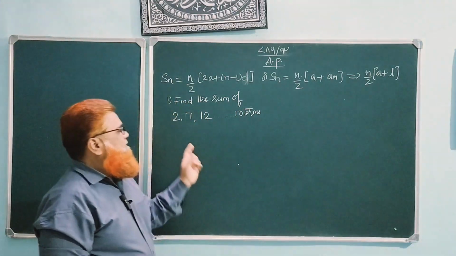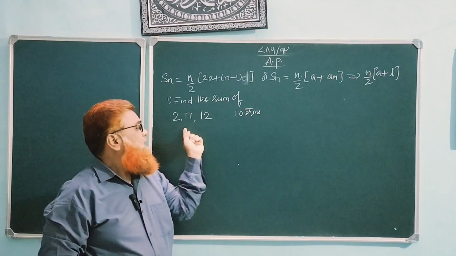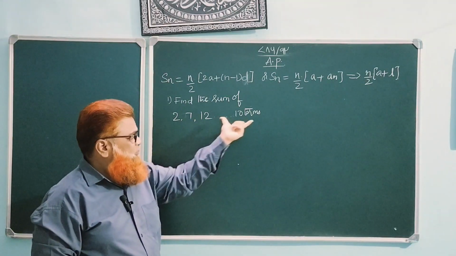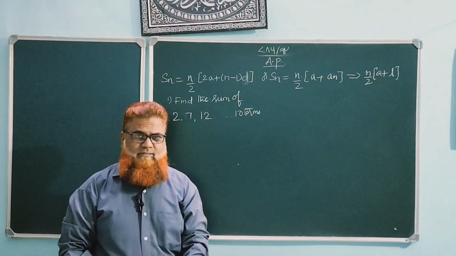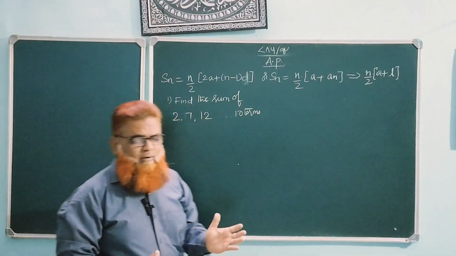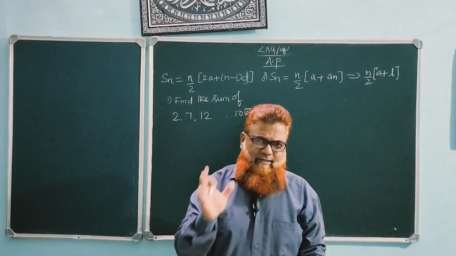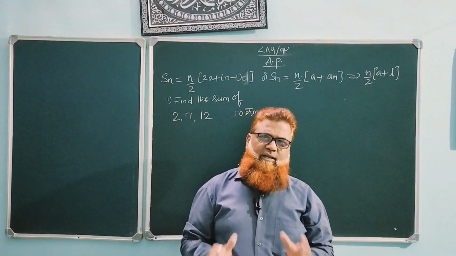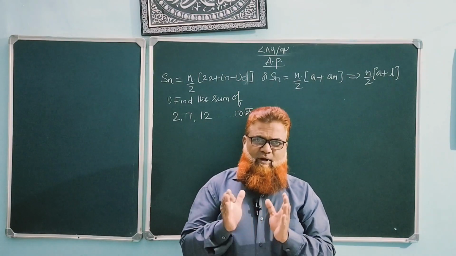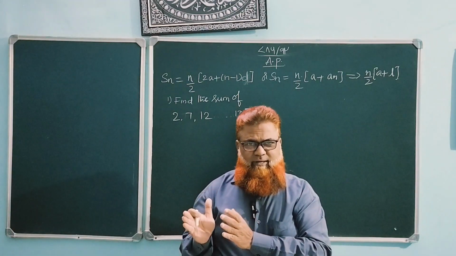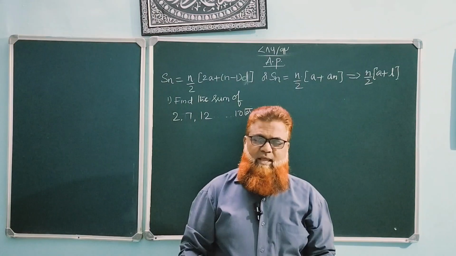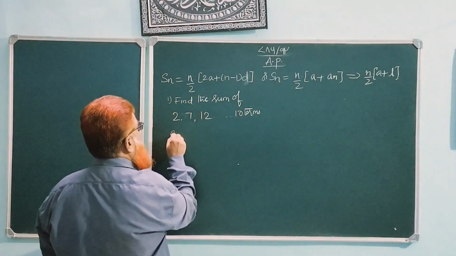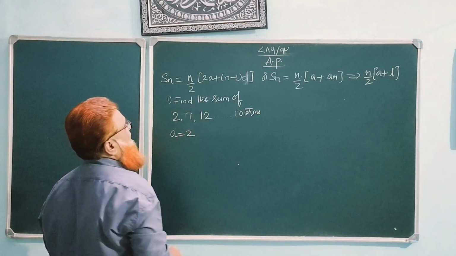Now here I have taken one example: 2, 7, 12, this is an AP. We have to find the sum to 10 terms. I would like to give a very simple trick, a very good trick. First you analyze the question and try to understand what is being given and what is asked. Here the first term is given, so we take a is equal to 2.